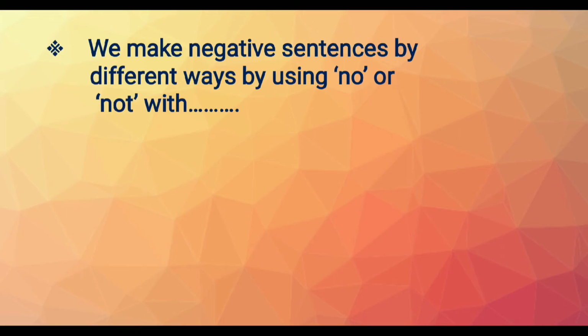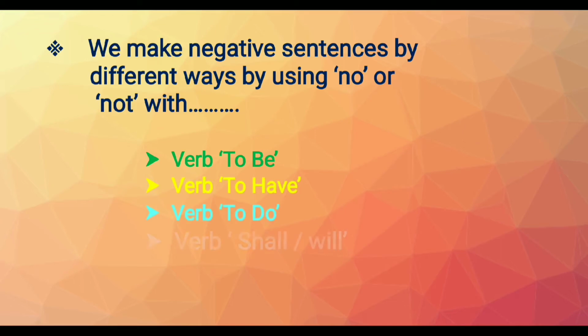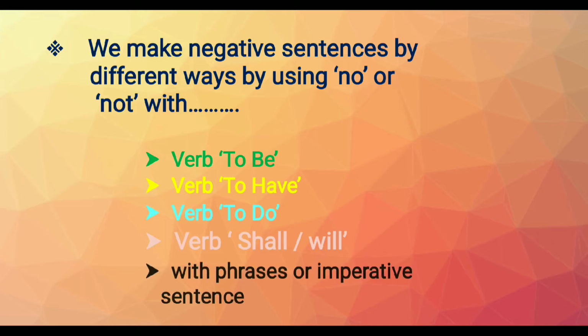We make negative sentences in different ways, by using no or not with particular kinds of verbs. And which are the verbs? Verbs to be, verbs to have, verbs to do, verbs will and shall, with phrases, or we can say imperative sentences. What are the verbs to be? What are the verbs to have? What are the verbs to do? What are the verbs will and shall? We already learnt them in our lesson number 13. We just revise them when we go through it, right? So let's move on.